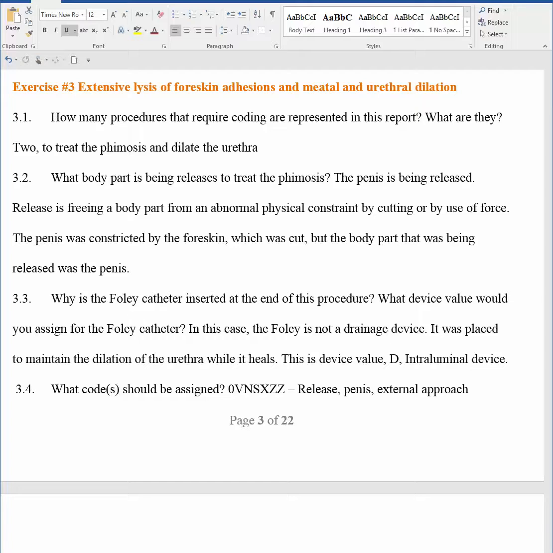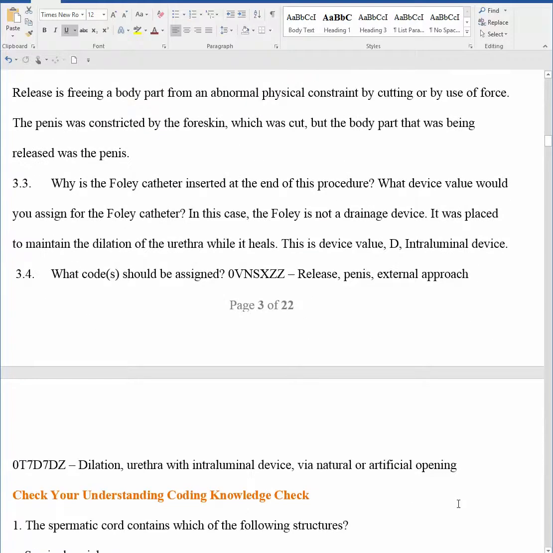So yes, the man is going to urinate through it, but the intention of placing the catheter was to keep the patient's urethra open so that it doesn't collapse back down, basically. What codes would be assigned? You would have 2 codes for this procedure, 0VNSXZZ for the released penis external approach, and 0T7D7DZ for dilation of the urethra with an intraluminal device via a natural, in this case, opening.